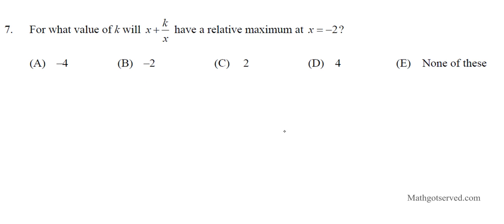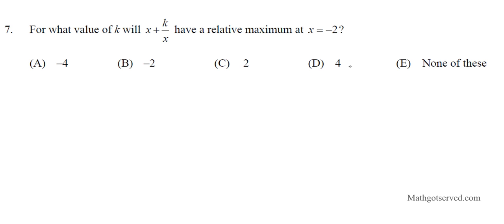All right, let's take a look at question number 7. It says, for what value of k will x plus k over x have a relative max at x equals -2? So obviously we have a relative max at this value right here, but what x value will make that happen out of these four options?